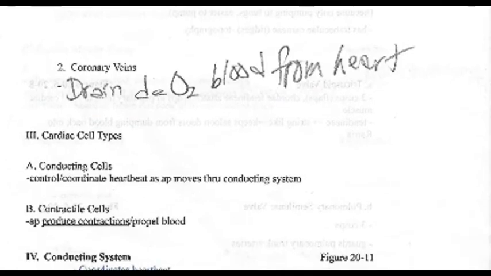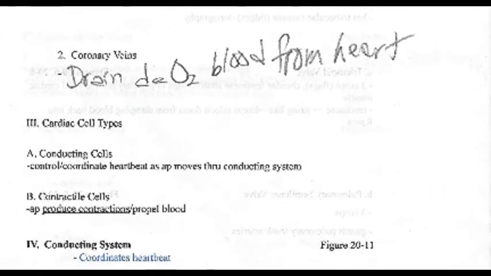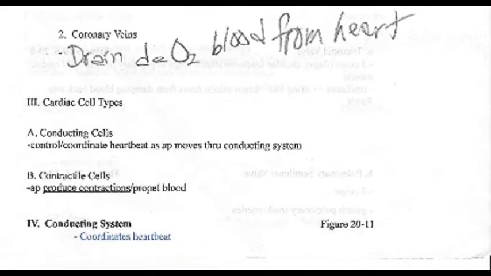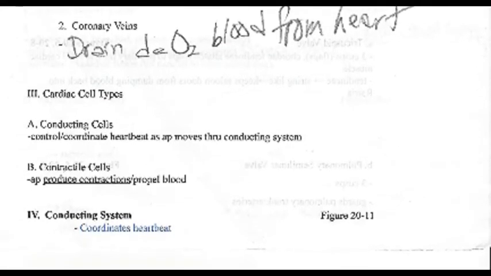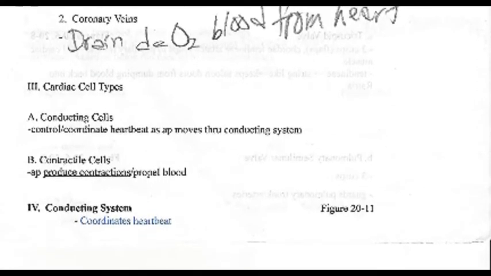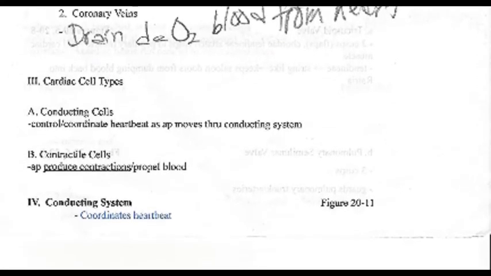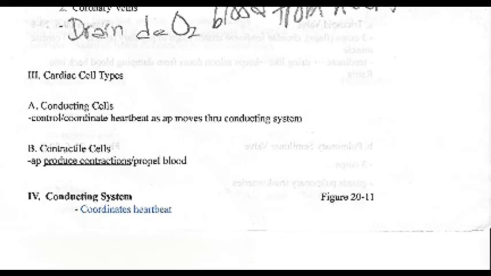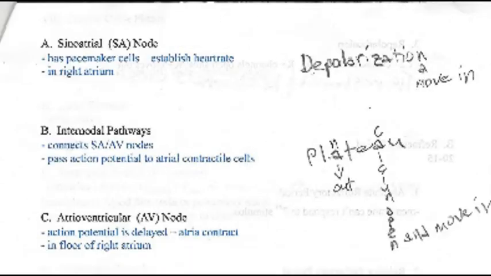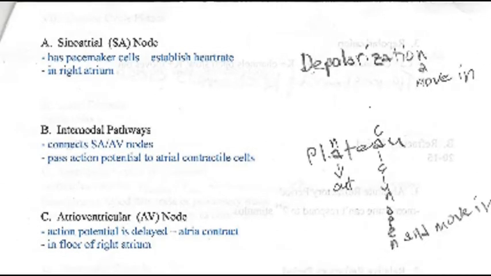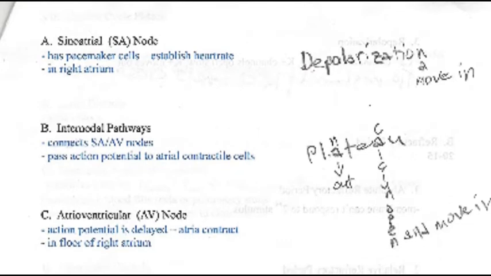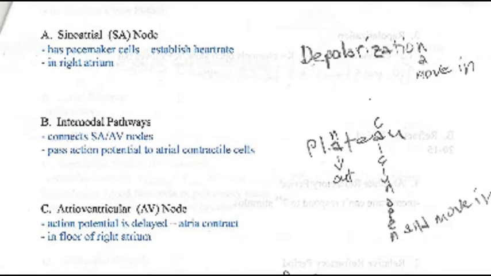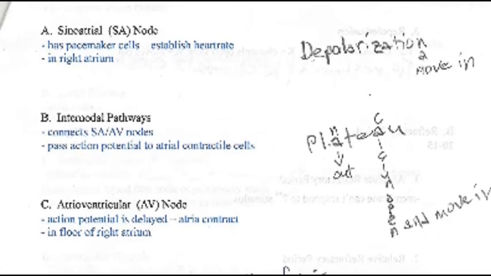Cardiac cell types. Conducting cells control and coordinate heartbeat as action potential moves through the conducting system. Contractile cells are the cells that produce contractions and propel blood. The conducting system. The conducting system coordinates heartbeat. Sinoatrial node. The sinoatrial node has pacemaker cells which establish heart rate. They are found within the right atrium.